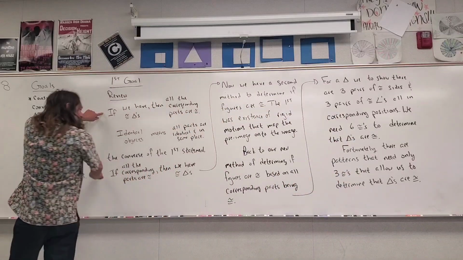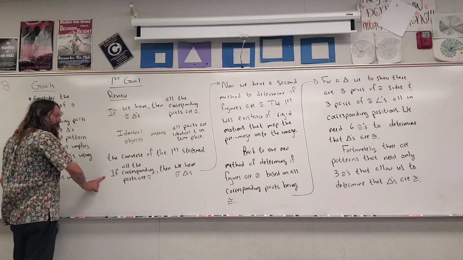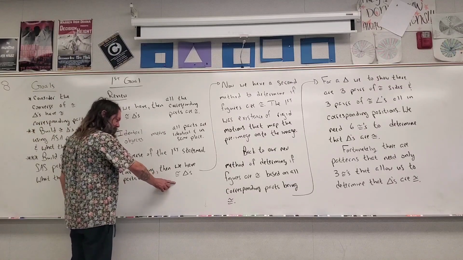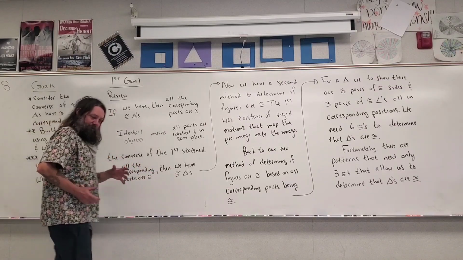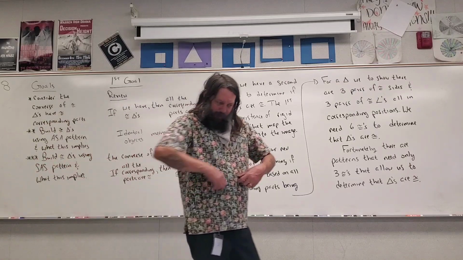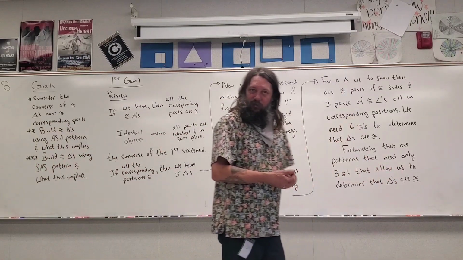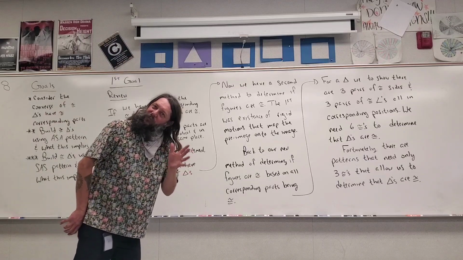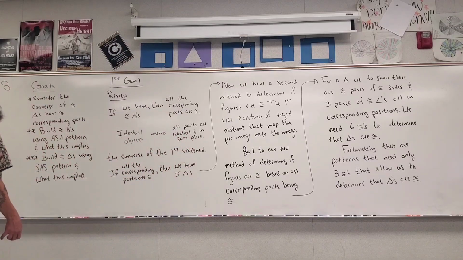So the converse of this first statement will be, if all the corresponding parts are congruent, then we have congruent triangles. So if what makes the objects are identical and in the same place, then the objects themselves must be identical. All right? And by the way, math started off as a philosophy. Hopefully you understand that right now.